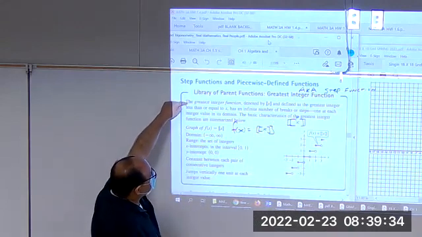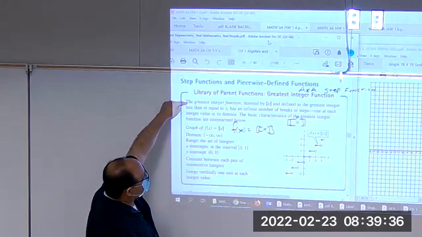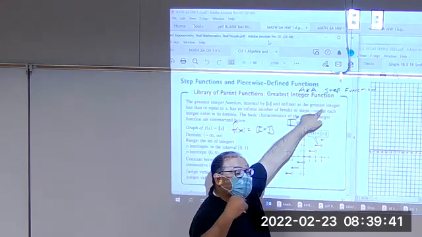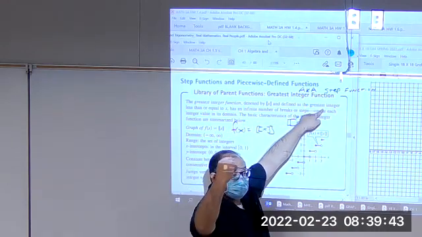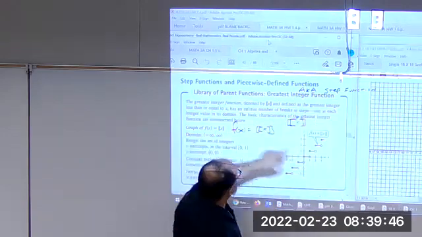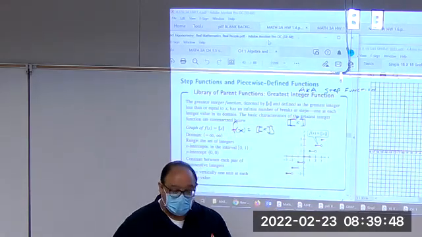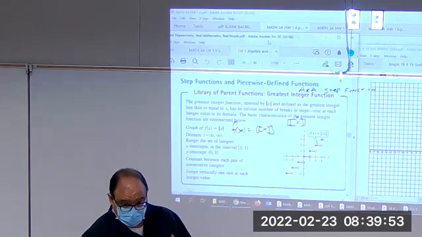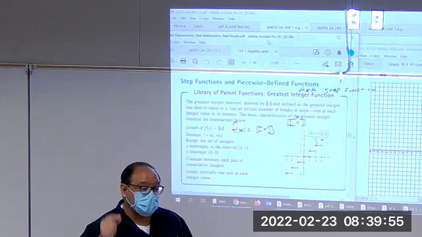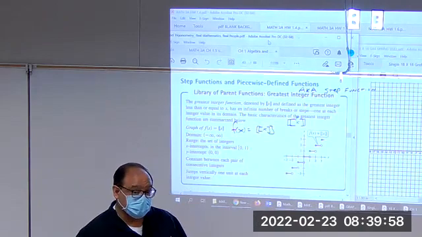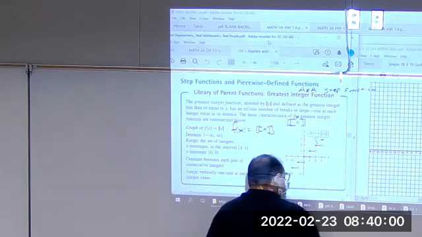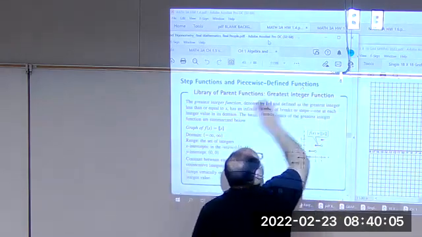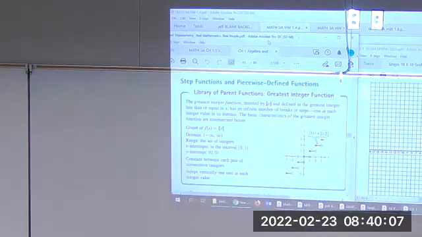So here's how it's defined. The step of x is defined as the greatest integer, the biggest integer that's less than or equal to x. It's the greatest integer that's less than or equal to the x that you plugged in. So let's see what it looks like. So now we can generate this.